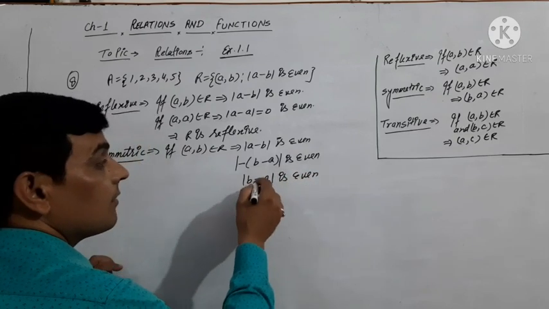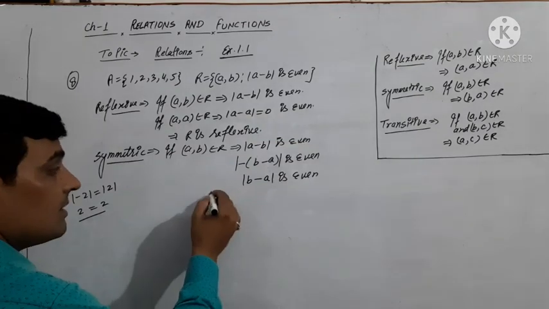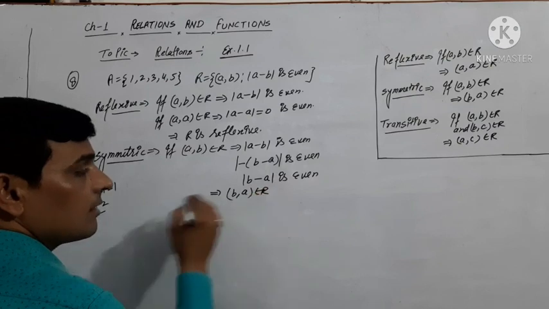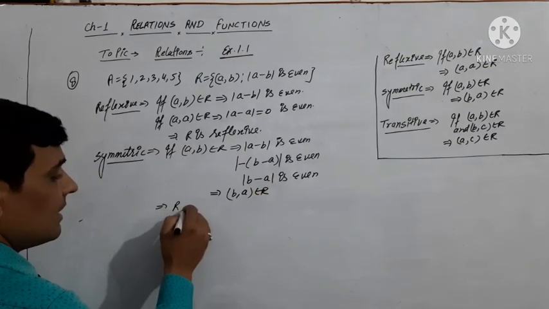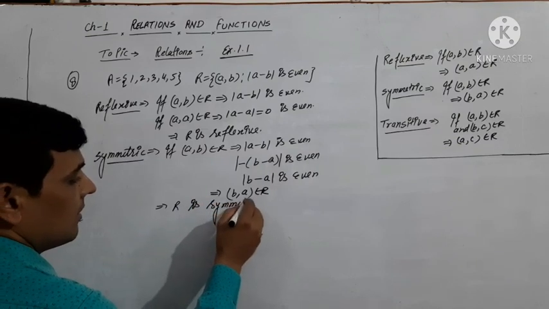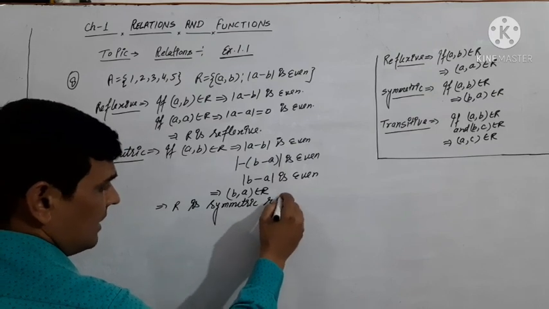Okay. This is the condition for (b, a) belongs to R. So R is a symmetric relation. Clear? This is, R is a symmetric relation.